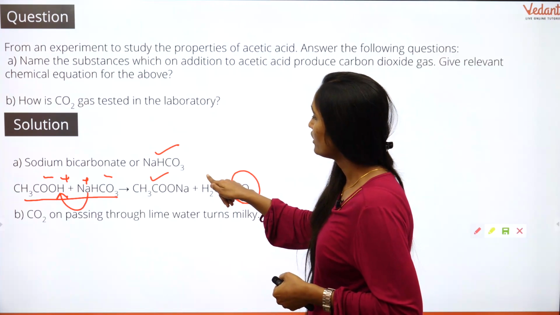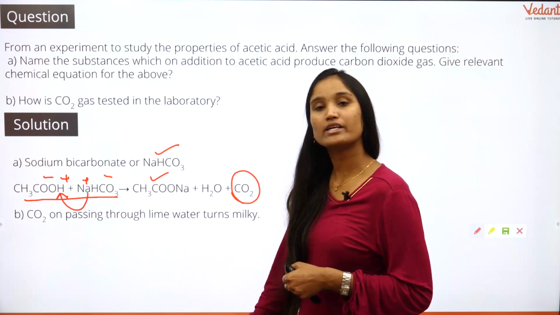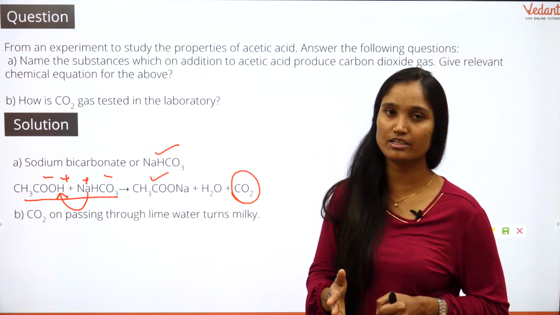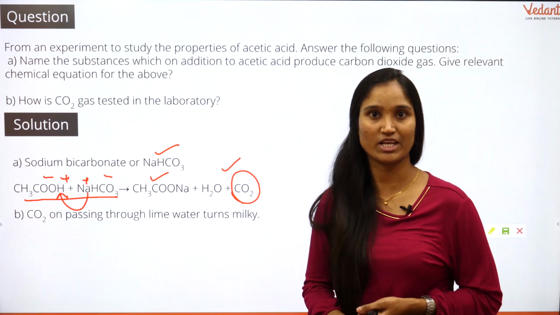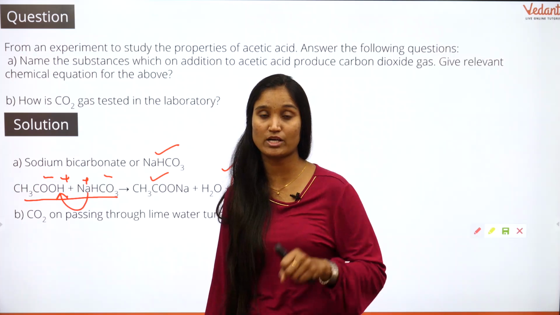Okay. And now you will be getting H2CO3 as a double displaced product. But H2CO3 doesn't exist at room temperature. It immediately dissociates. So you will write it as H2O and CO2. That's it. So sodium bicarbonate is the answer for the first part of the question.